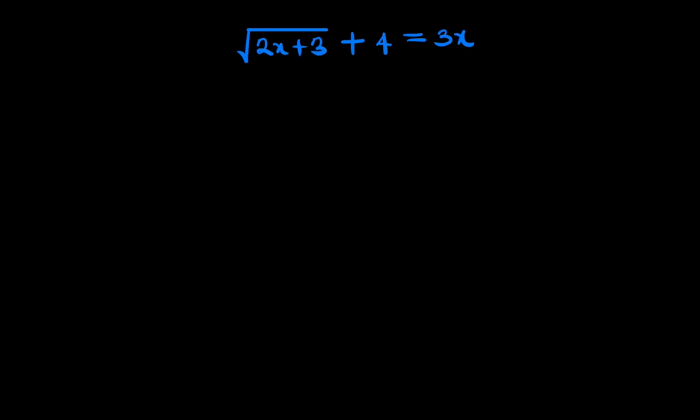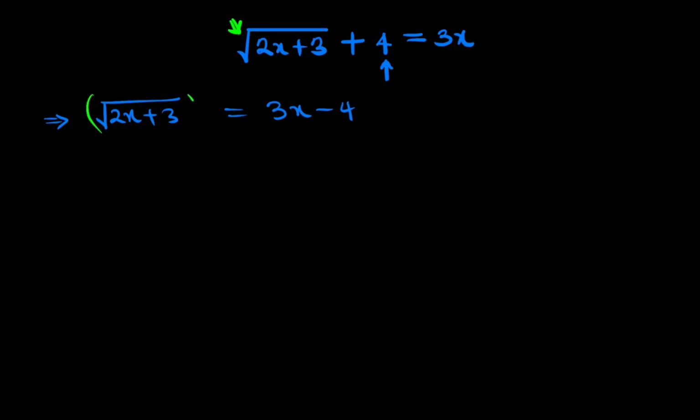To solve this equation, we need to isolate the square root term, which is this square root 2x plus 3, and then square both sides to eliminate the square root. So the first step must be to take this 4 to the right hand side, so that I now have the square root of 2x plus 3 is equal to 3x minus 4.